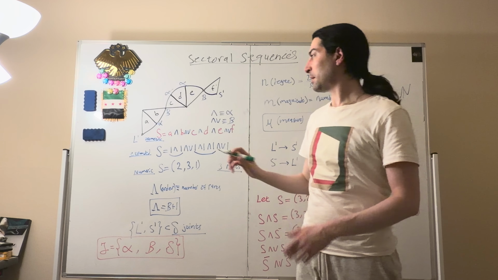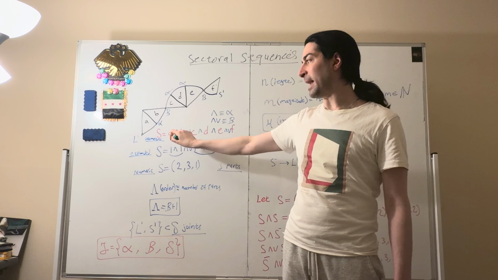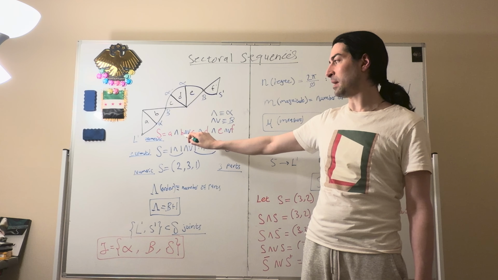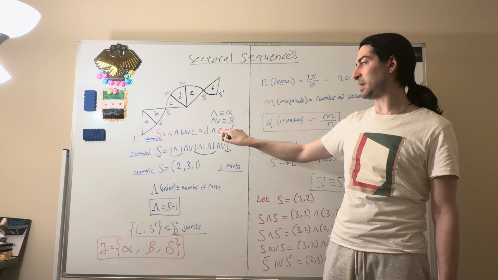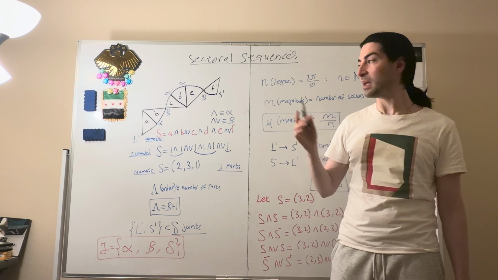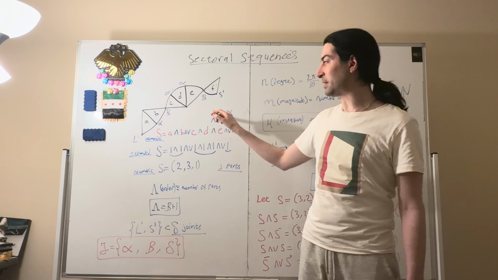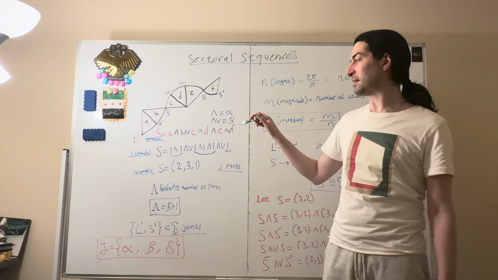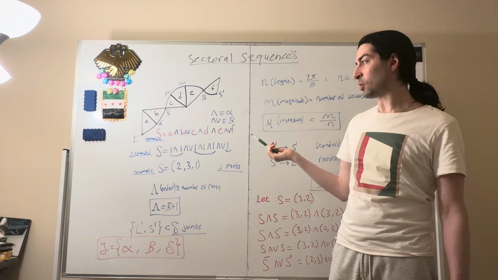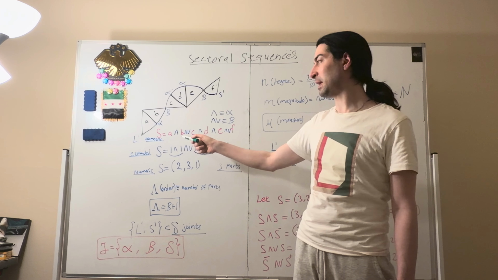So let's begin. We have this sectoral sequence here. A continuous with B, alternating with C, continuous with D, continuous with E, alternating with F. Alternatively, we know that we can replace each continuous symbol with an alpha and each alternating symbol with a beta. So another way to read this, we can say A alpha B, beta C, alpha D, alpha E, beta F.